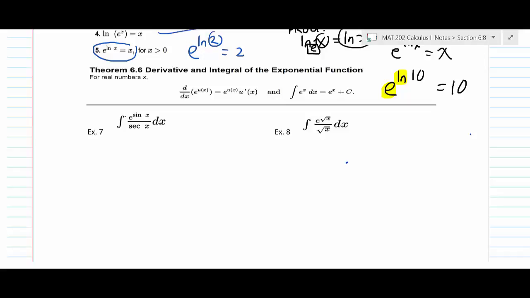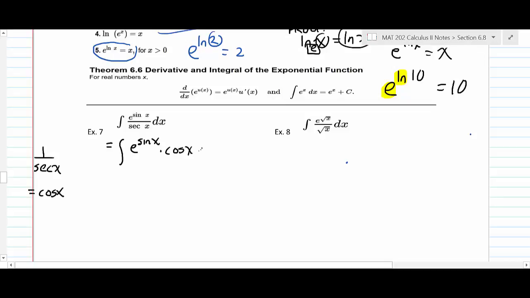If you have a secant, what's 1 over secant? Cosine. Okay, you have an identity. You need these identities, you're going to start using these a lot. 1 over secant is equal to cosine of x. Remember, they're reciprocals of each other. So what you want to do is rewrite this integral as e to the sine x times cosine x dx. Why did I do that? Because the connection between sine and cosine is the derivatives. The derivative of a sine is a cosine. All right? Okay, let's do u substitution. So what do you think would be an excellent idea for u?